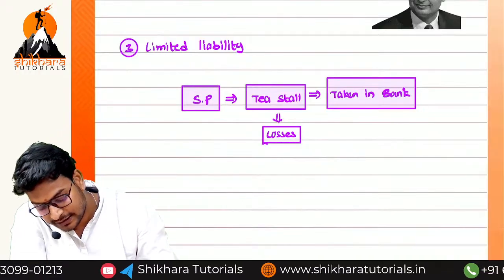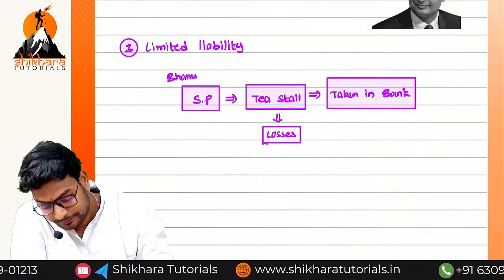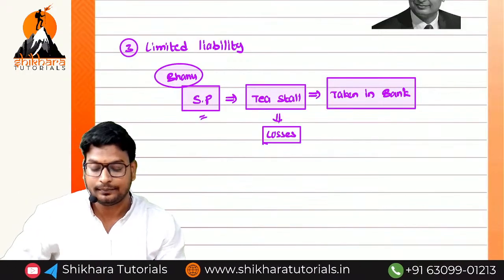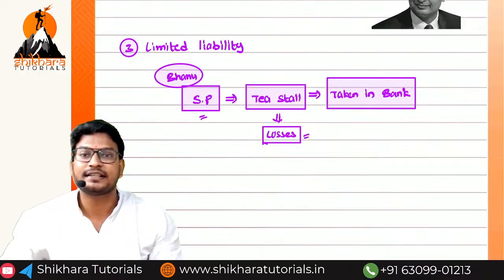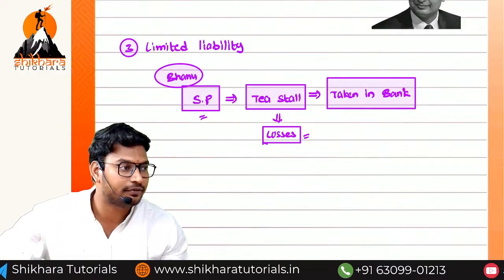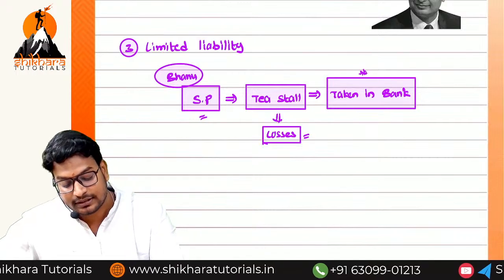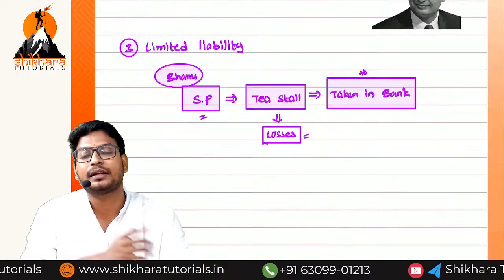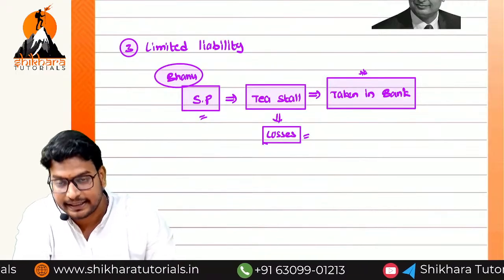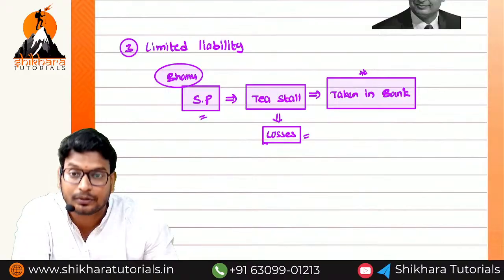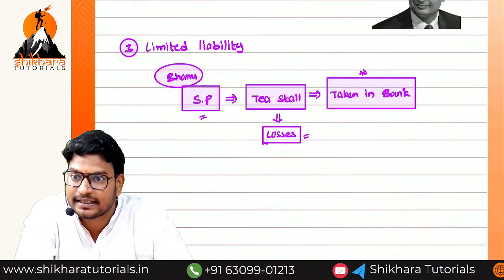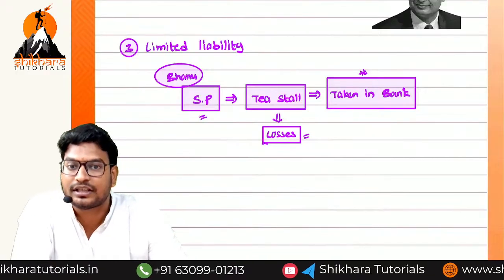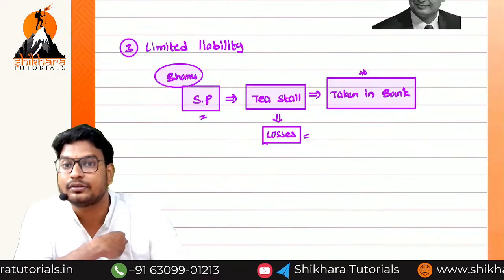Who has started the business? For example, Bhanu has started a sole proprietorship business, a tea stall. So for these losses, who is responsible? I am the only one responsible for these losses, and for this loan also I am responsible. If you take the same example from the company point of view, even though we get losses, you are responsible only up to the share value, up to the guarantee you have given. Our personal estate is not responsible.